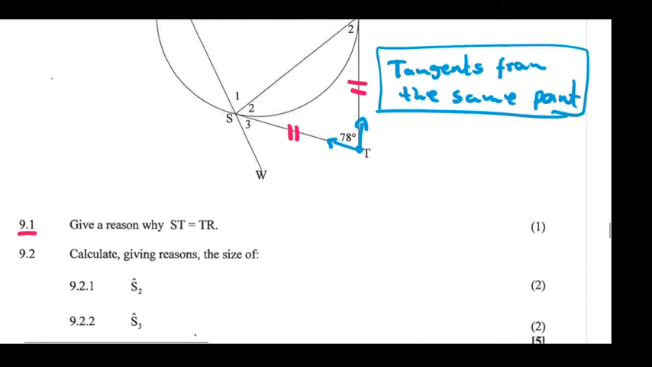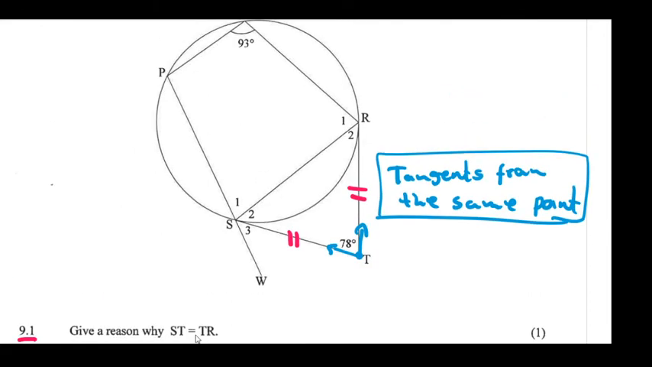And then if we go to 9.2, we are asked to calculate the sizes with reasons. So we are asked to calculate S2. If we look at the diagram, we can see that this is S2, right? We want to identify the angle. But since we noted that these tangents are equal, which means base angles will be equal, so S2 will be equal to R2, right? Remember, an isosceles triangle has equal sides and the base angles are equal, right?